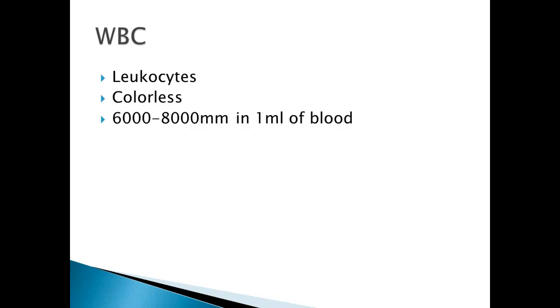White blood cells are also known as leukocytes, leuko meaning white and cytes meaning cell, as they are colorless due to the lack of hemoglobin. There are about 6,000 to 8,000 white blood cells per milliliter of blood. These are also called scavengers and microscopic policemen.